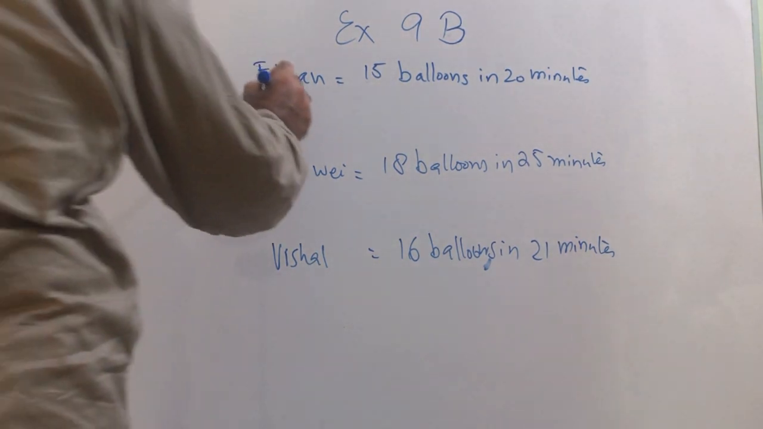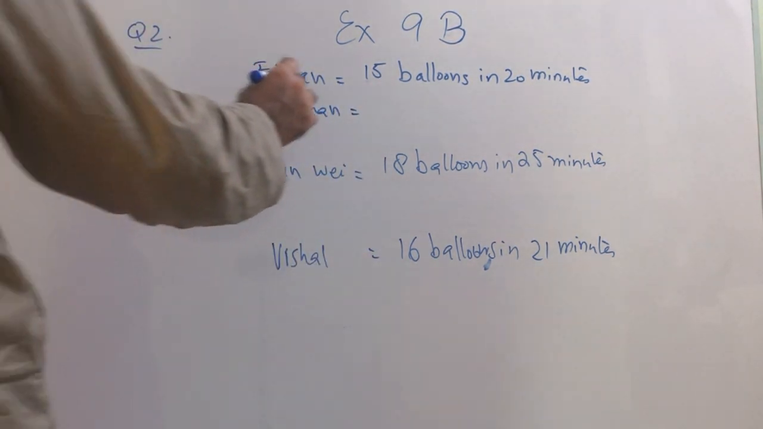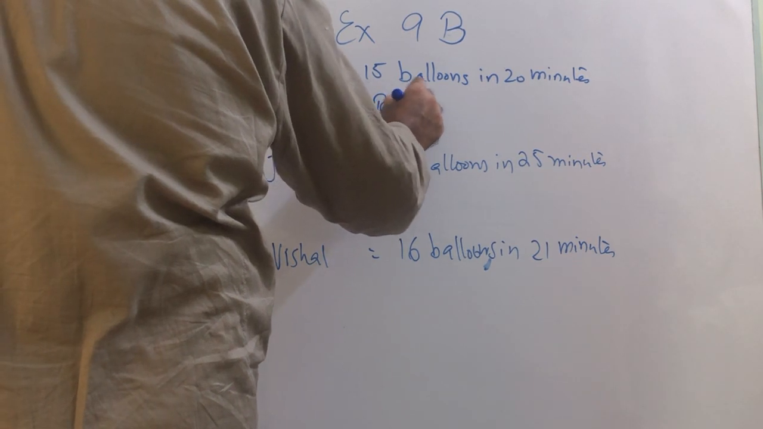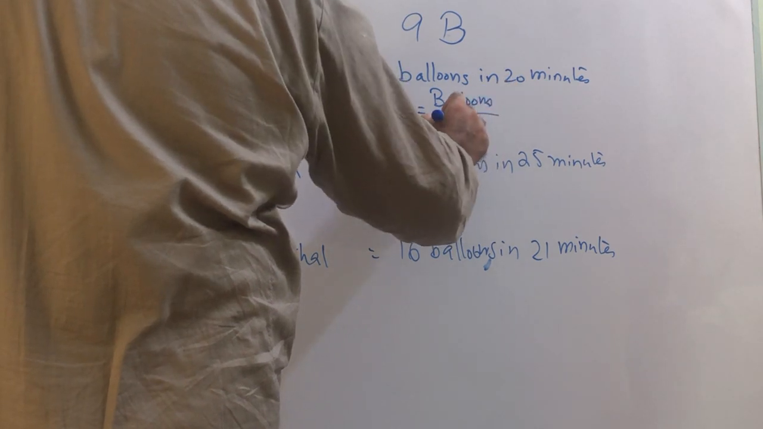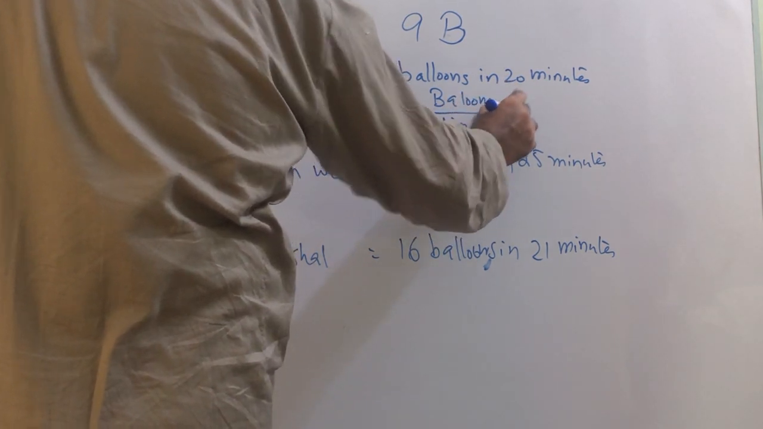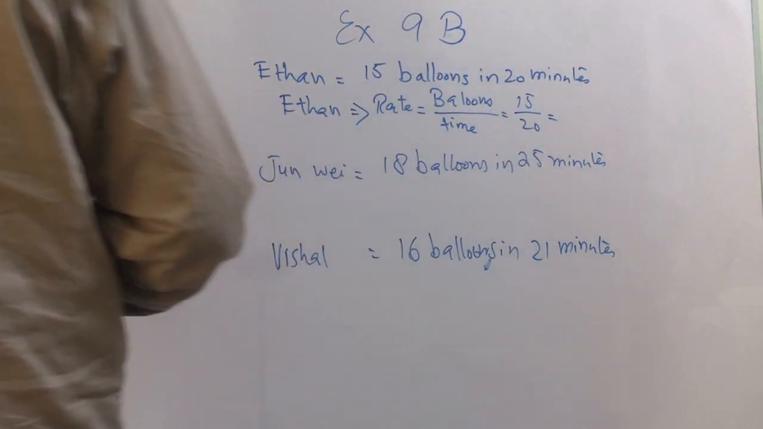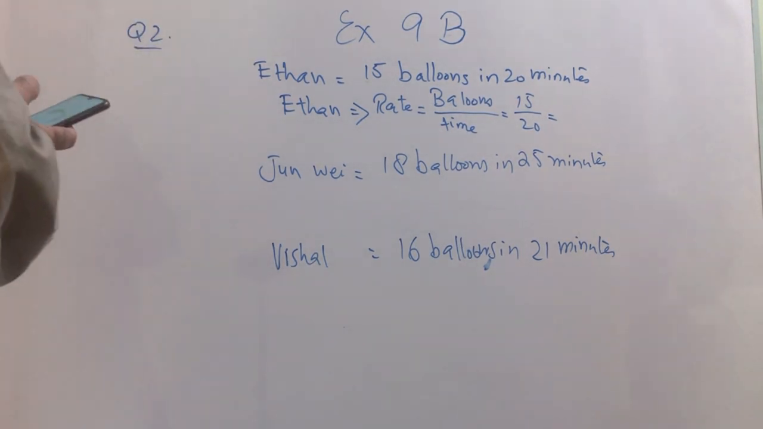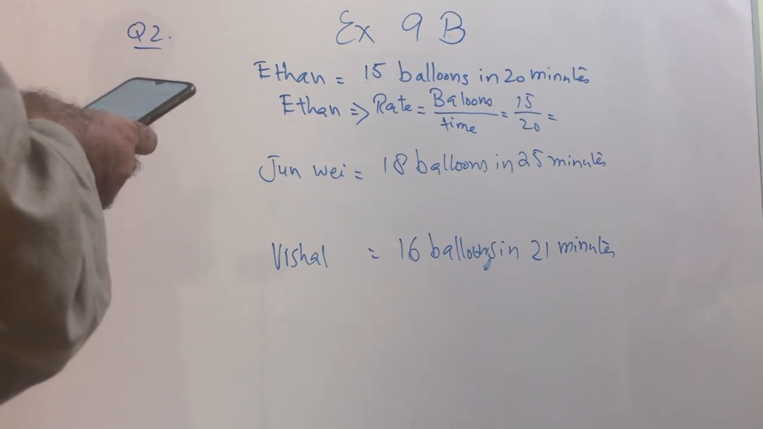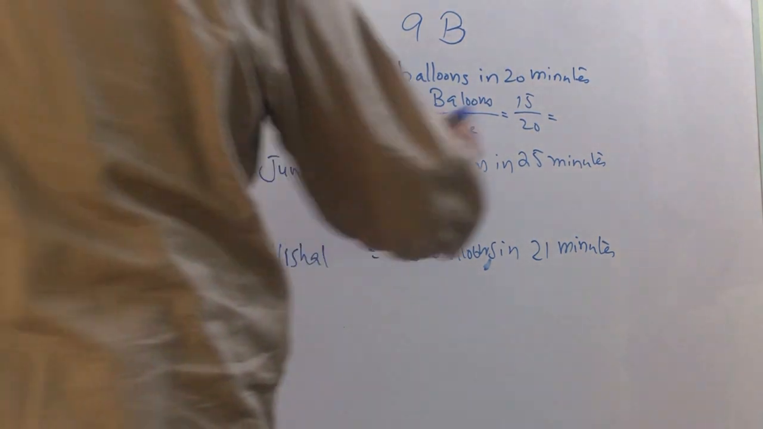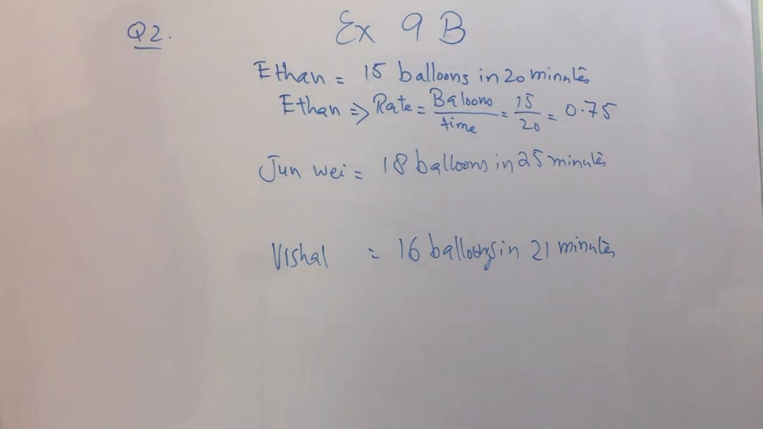Okay, so for Ethan, we'll be finding the rate, which is balloons per minute, balloons over time. How many balloons? 15, time 20 minutes. So if we divide 15 with 20, we get 0.75. So it means 0.75 balloon in 1 minute.